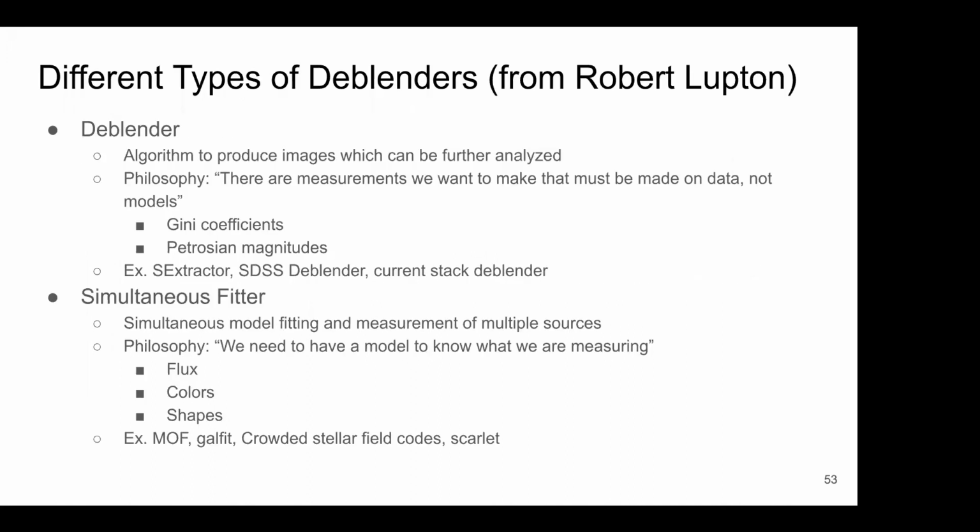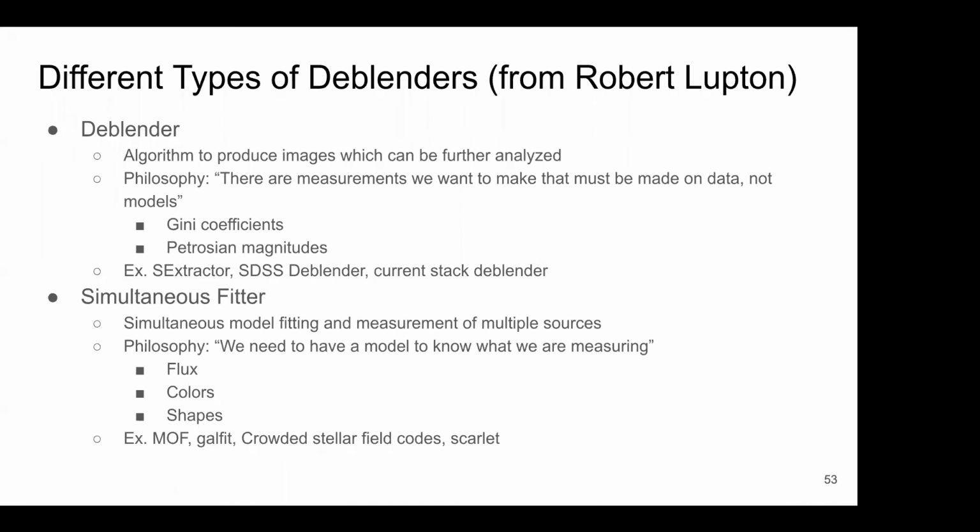A final note is keeping in mind the different types of deblenders, right? When we say deblender, Robert would say a deblender is an algorithm that produces images that can be further analyzed. The philosophy is basically that there are measurements we want to make that must be made on data, not on models. He gives examples of Gini coefficients and Petrosian magnitudes as measurements that we may want to make on data, and that is what he would call a deblender. This would be something like the Sloan deblender, the current stack deblender. Maybe you could consider Source Extractor in this category, although again, it's really just creating a segmentation map.